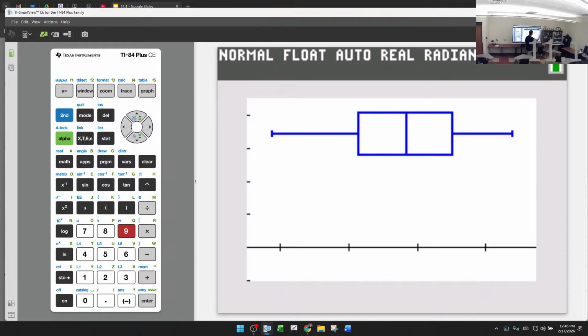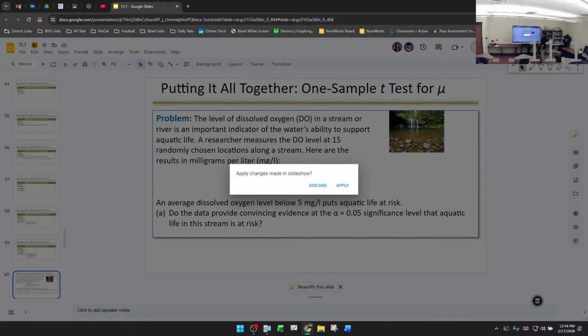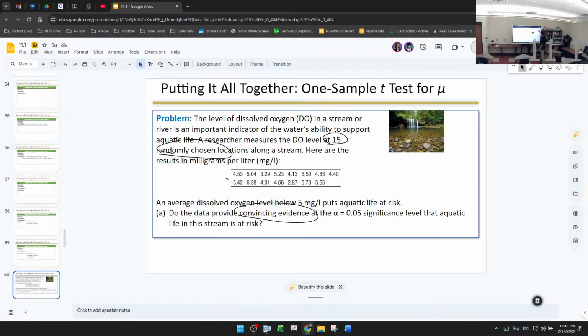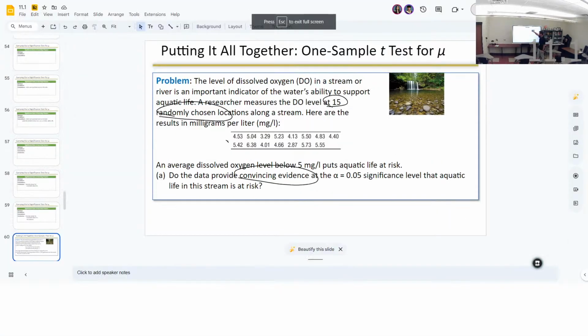Everybody okay with the calculator? Anything about the calculator? Desmos will do it too.